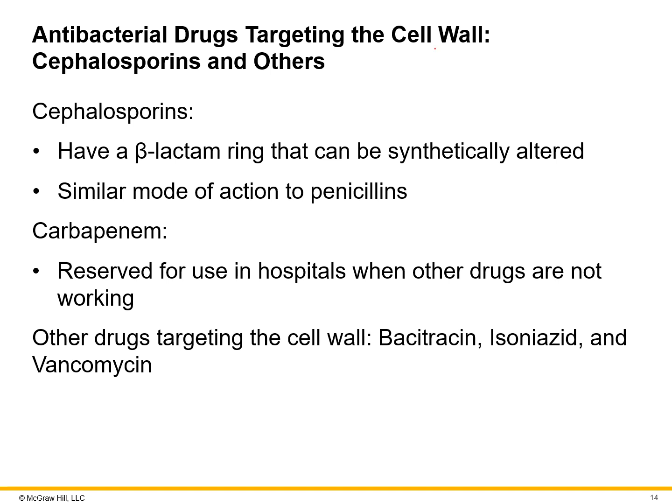Now the other ones that alter the cell wall, so cephalosporins, they also have that beta-lactam ring and act similar to penicillin. They inhibit the synthesis. Carbapenem, this is reserved just for use in hospitals when other drugs aren't working. So if we have a resistance or an allergy to some of the other ones, it's kind of more of a last resort. And then just a few others that alter the cell wall: bacitracin, isoniazid, and vancomycin.